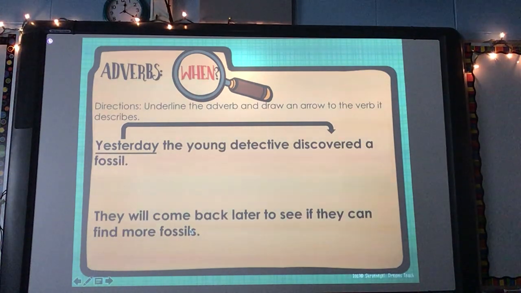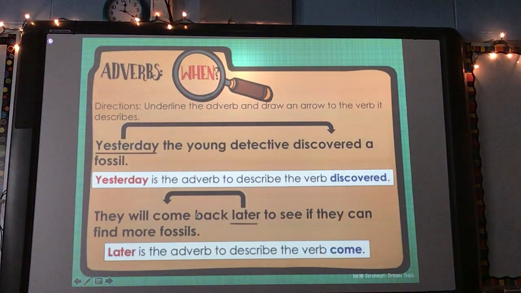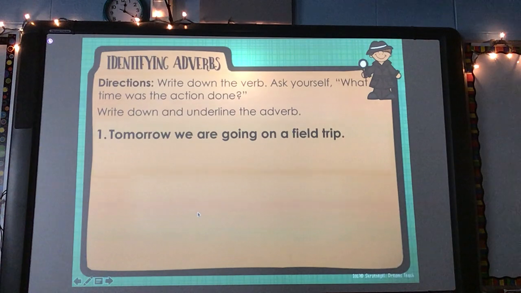They will come back later to see if they can find more fossils. What is my verb? Come. And when are they going to come? Later. All right, number 1 in your language notebook.